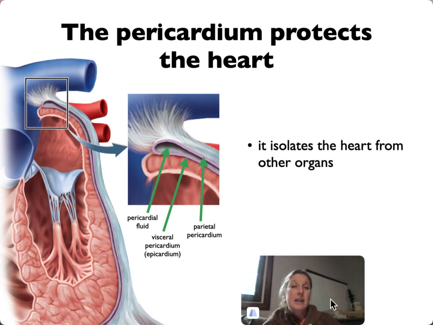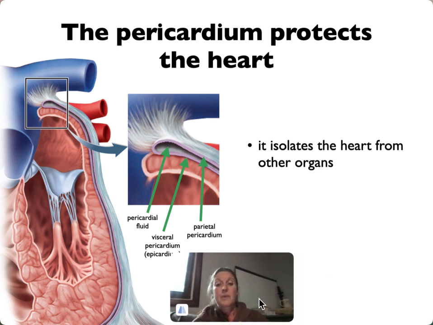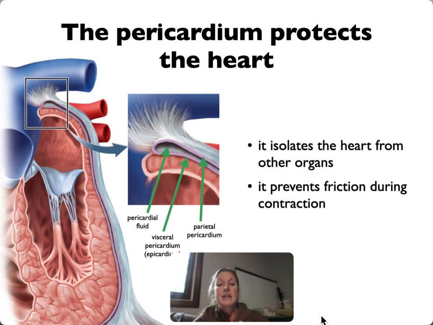Now, the pericardium has 3 main functions. One is that it isolates the heart from other organs. It creates a sealed bag around the heart. Therefore, if we have an infection in the lungs, for instance, it's not necessarily going to be able to make it to the heart. The next thing that the pericardium does is it prevents friction during contraction.